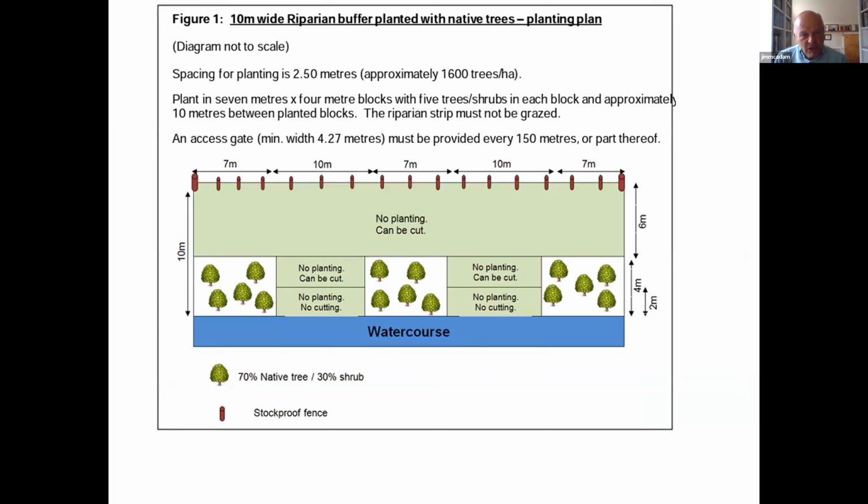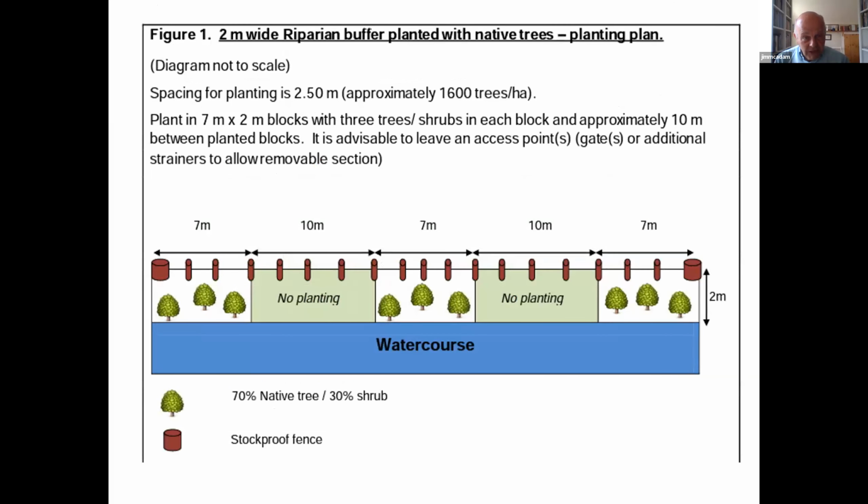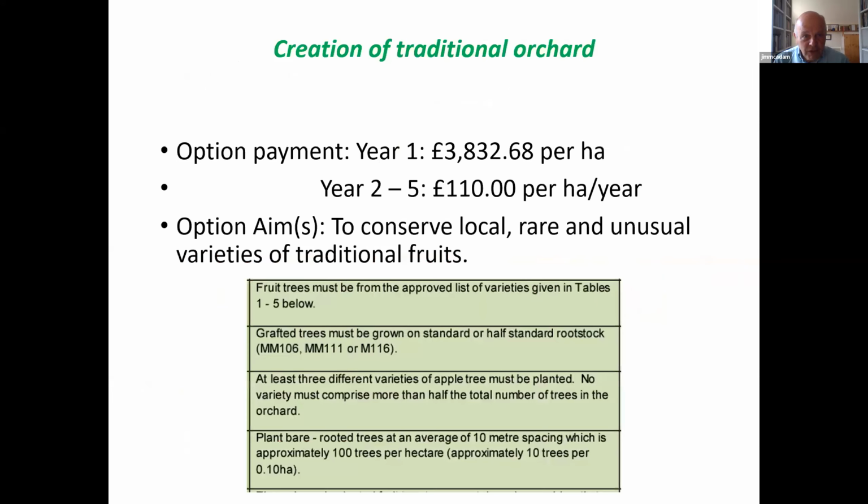In its guidelines, the department also gives people clear instructions of where the trees should be planted. They plant them in groups along the watercourse to leave gaps in between. Presumably those are so that animals could access the water if they needed to drink. I don't quite see the logic of it anyway, but the trees are planted in blocks. That was for the 10 meter buffer. For the 2 meter buffer, the same principle, planted in 7 by 2 meter blocks with 3 trees or shrubs in each block, leaving gaps in between. And there's also additional funding for gates and water piping into those fields.